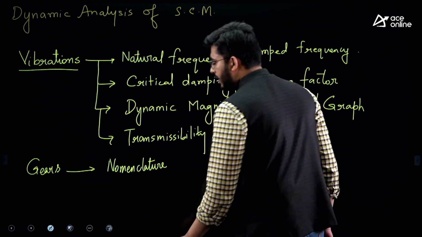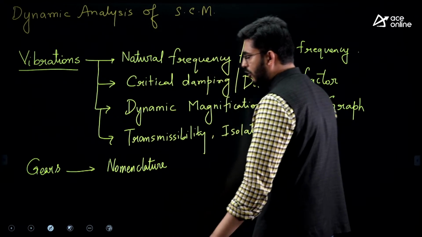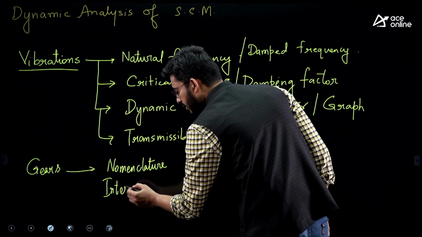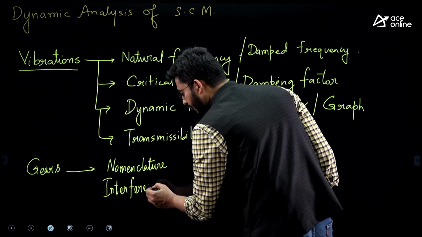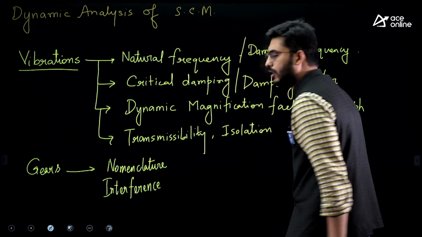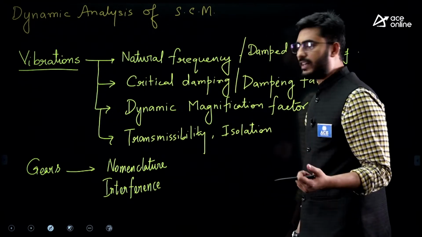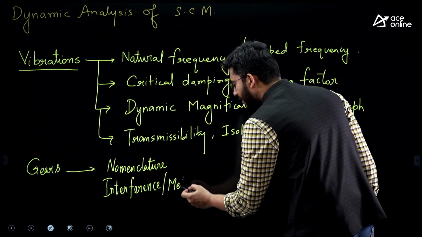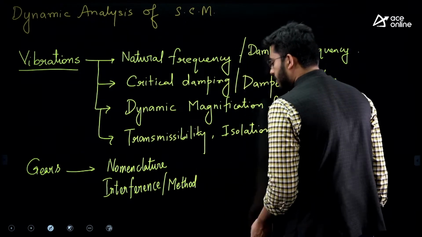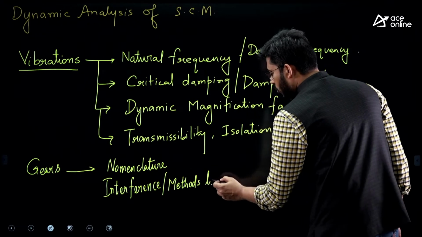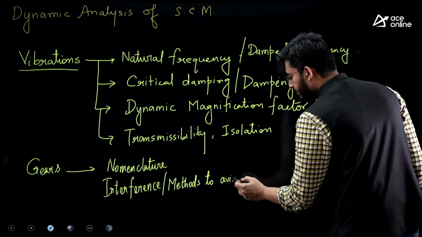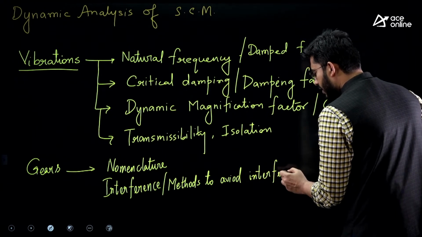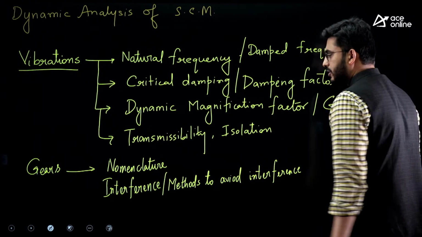And the next one where you can expect a question is, I should say, interference phenomena. Very important one, interference phenomena. So in the interference, when exactly the interference will occur, and along with that, methods to avoid interference. So from here you can expect a question.